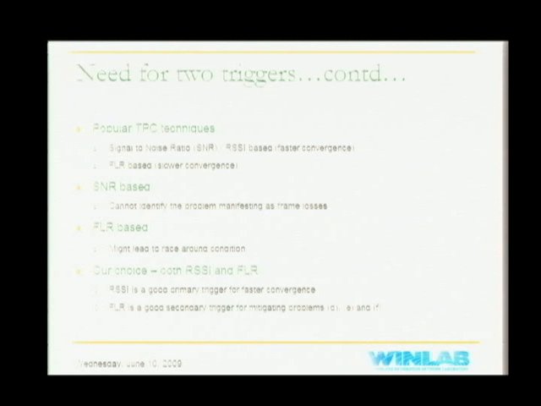So our choice is to use both signal strength as well as frame loss rate measurements. We use signal strength measurements as the primary trigger because it leads to faster convergence, and we use frame loss rate as a good secondary trigger for identifying problems due to interference and mitigating them.